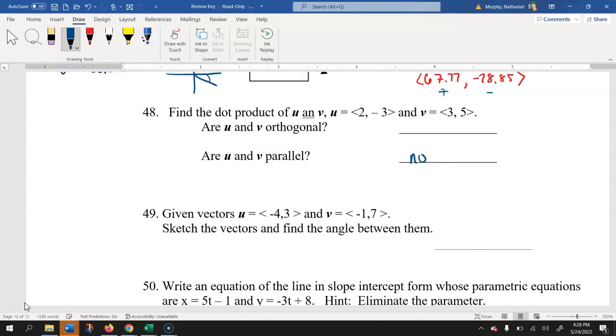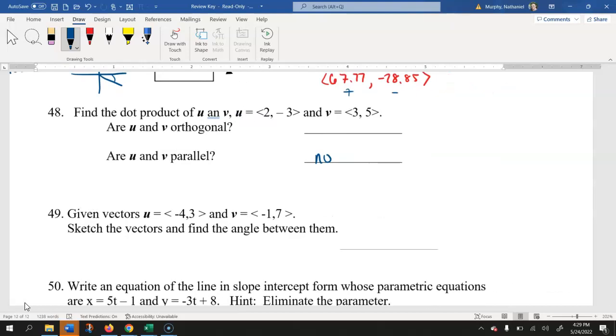So that's a very easy test to see if they're parallel. Just look to see, do we have a value that we can multiply one vector by to get the other? Do we have a scalar that would make these two equal? And there is none. All right, so now are they orthogonal? For that, we need to find the dot product. So let's look at finding the dot product first.